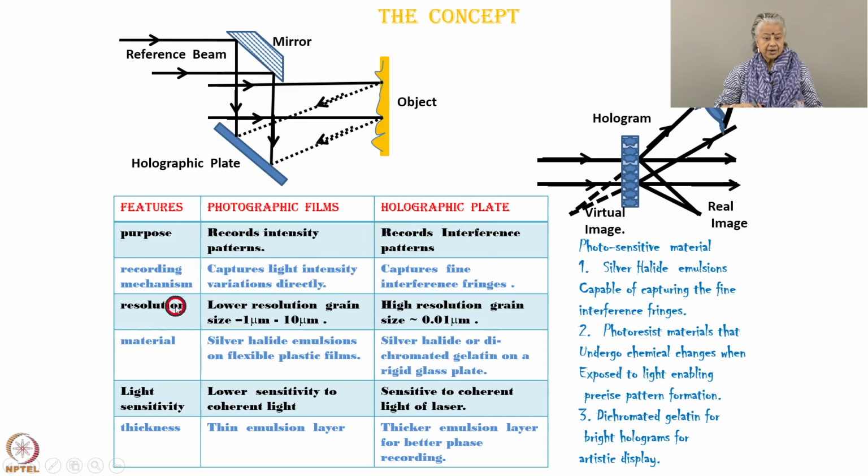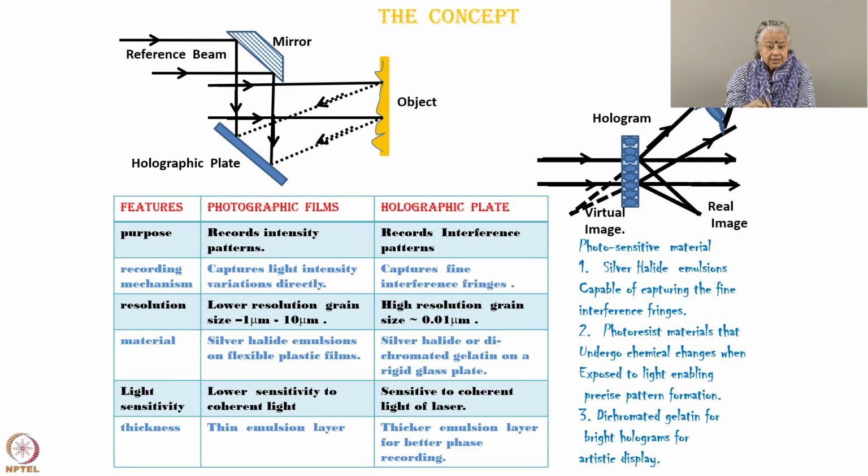Then the recording mechanism: in the case of a photographic plate, it captures light intensity variations directly. You know that. Whatever the light intensity variation is, it is recorded onto the plate directly. There is nothing much more to be done about it. While in the case of a hologram, it captures the fine interference fringes. If you were to just look at that hologram, you will get interference fringes there. You will not see any image, while in the case of a photographic plate, immediately on that plate you can see the image.